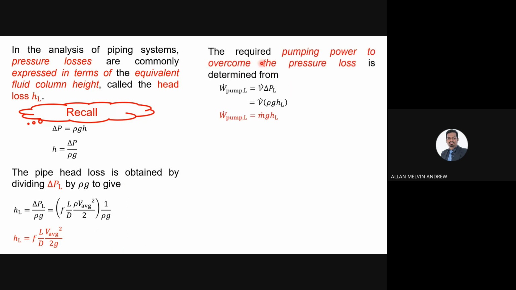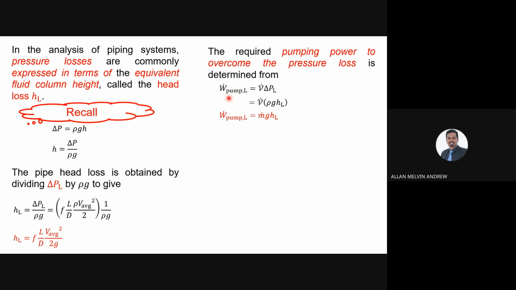Okay, so the required pumping power to overcome the pressure loss is determined from this, the pumping power. Normally when you go to the shop to buy a water pump for your house, the shop person will ask you how much pumping power you want, and how much length. So everything will be related. This pumping power can be determined using this formula.